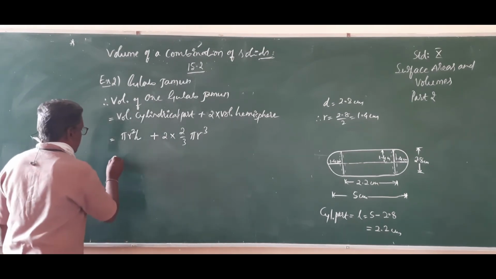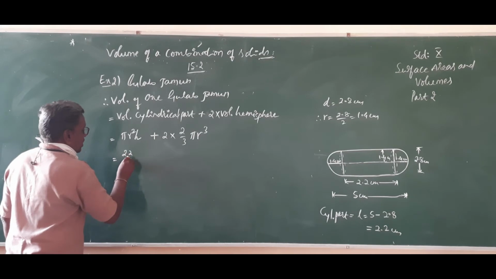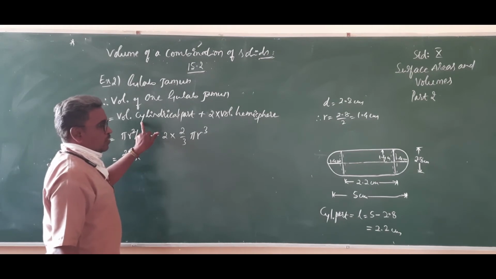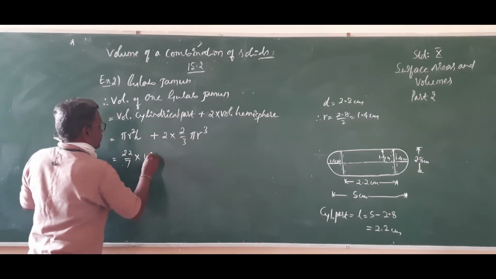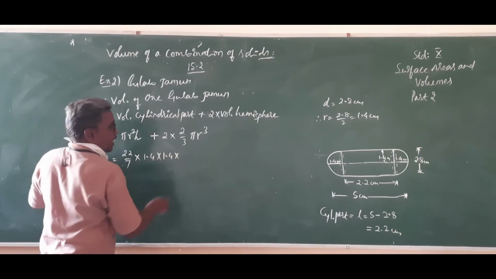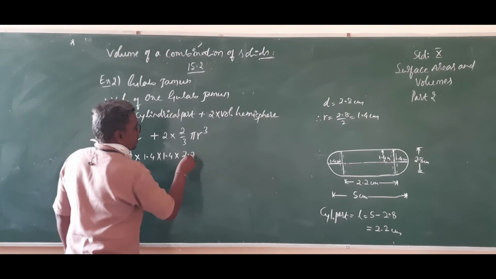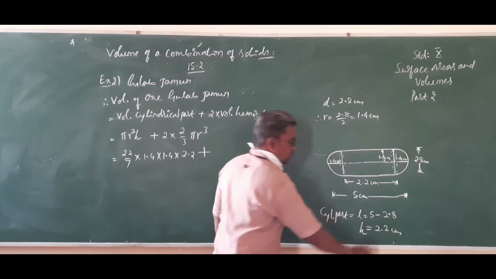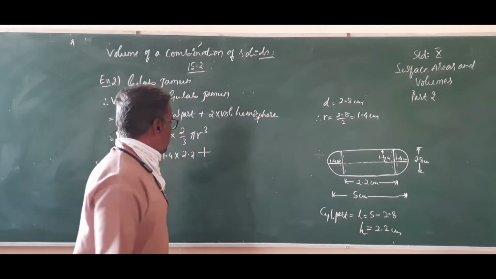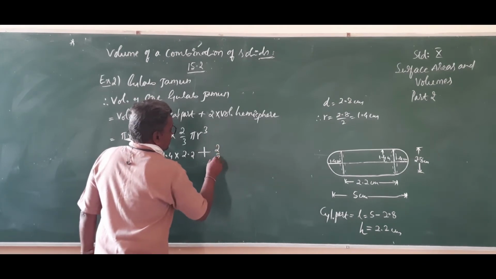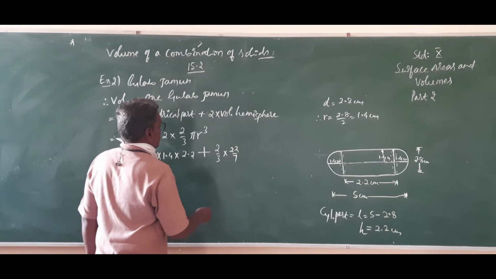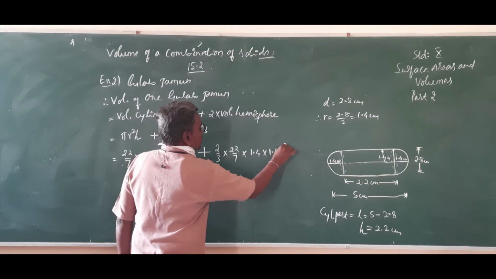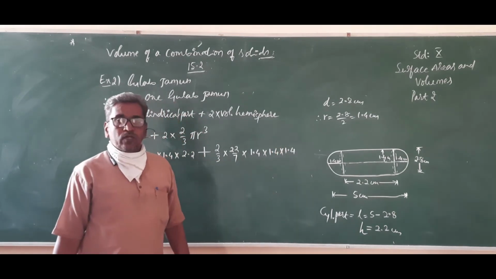Substitute the values. 22 by 7 into the radius of the cylindrical part, 1.4 into 1.4 into the height of the cylindrical part, 2.2, where the length of the cylinder becomes the height, plus 2 by 3 into 22 by 7 into r cube, 1.4 into 1.4 into 1.4. Very carefully substitute the values.